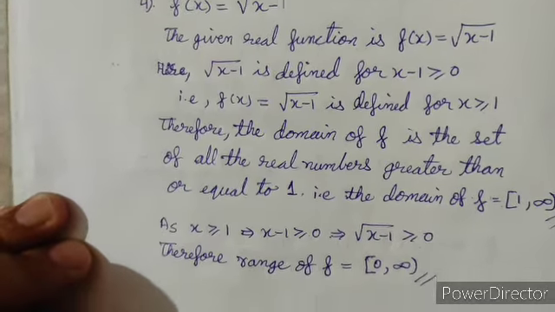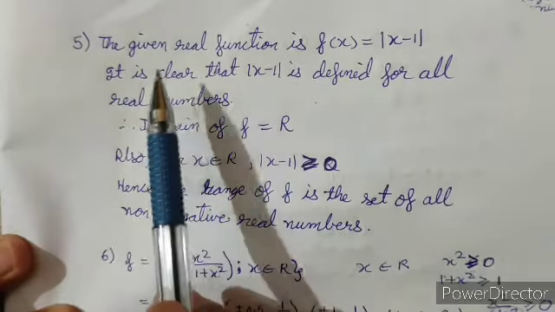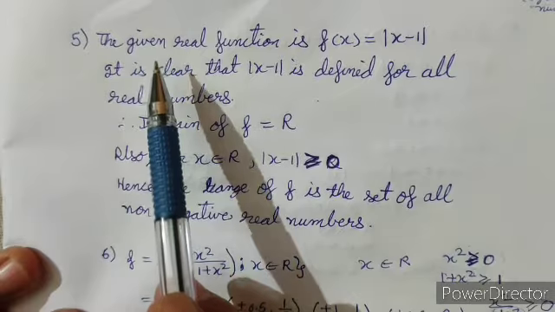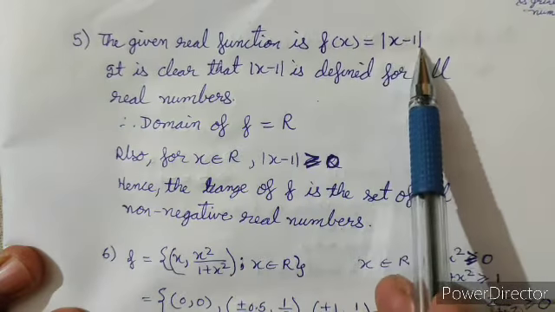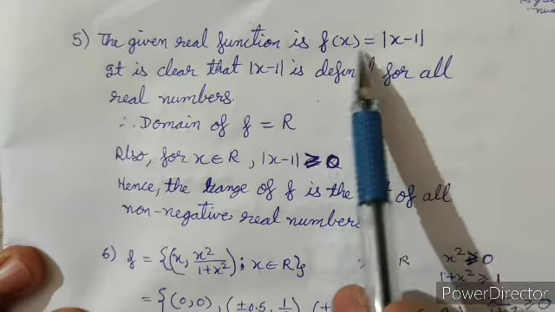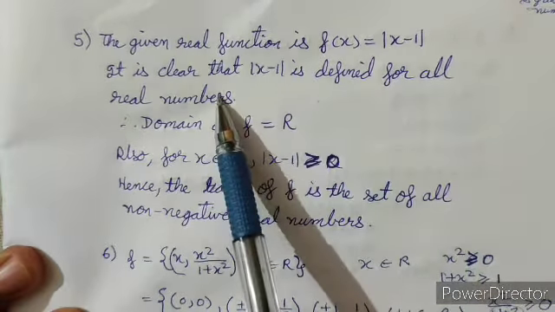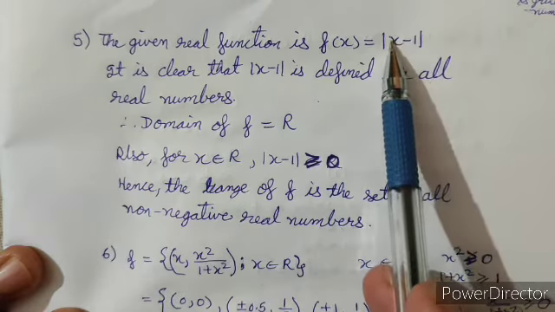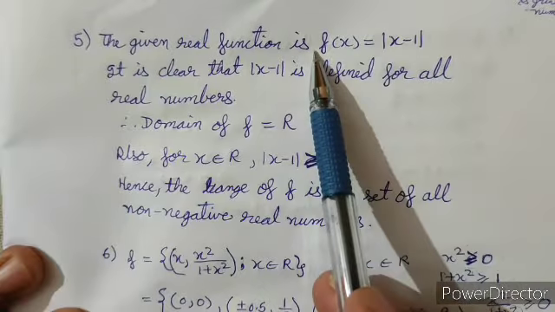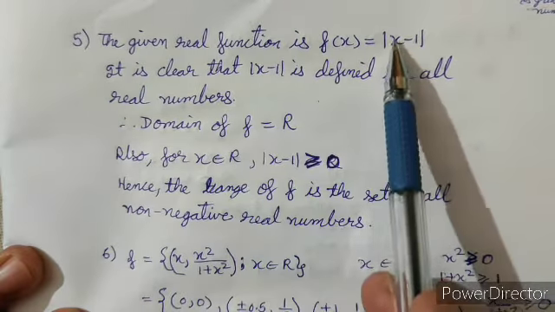Now, in question number 5, again we have to find the domain and range of the real function f(x) equal to mod of (x minus 1). Now, it is clear that mod of (x minus 1) is defined for all real numbers. In place of x, we can take any real number to get a real value of f(x). Therefore, the domain of f will be the set of real numbers.